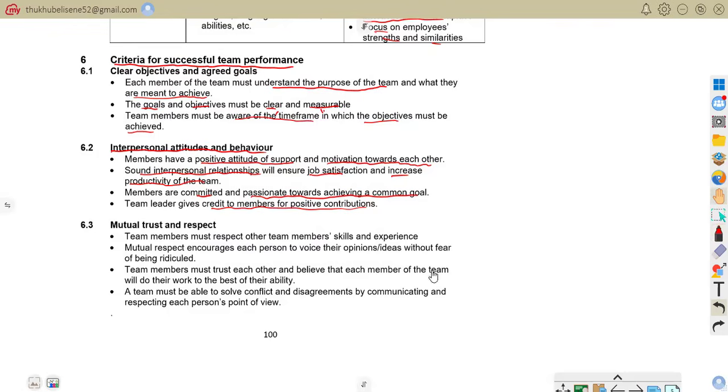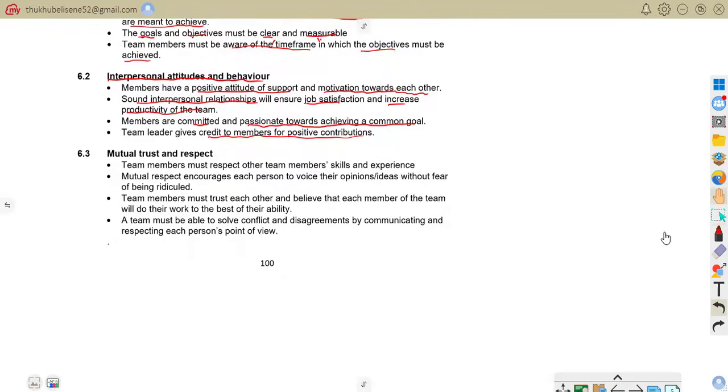So now let us move on. Now we are on mutual trust and respect. Team members must respect other team members' skills and experience. So for those people who are highly experienced, who are more knowledgeable, the team members must respect such people because of the knowledge and experience they have.